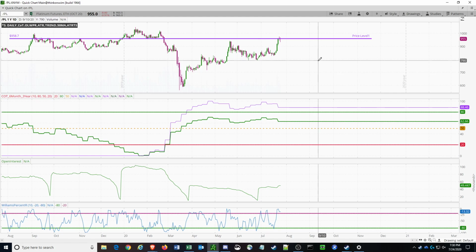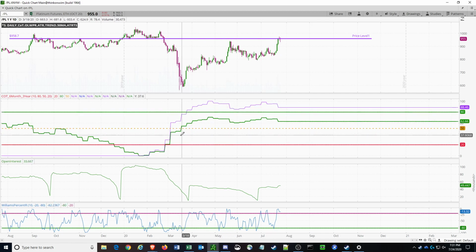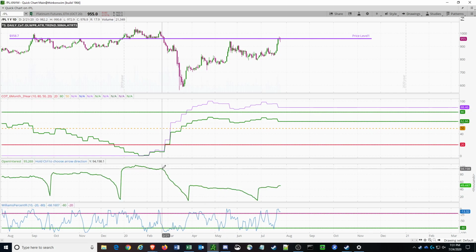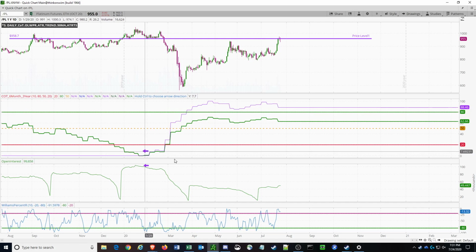Oh, well, that's pretty obvious, right? So, a couple of unimpressive candles at the top of this. COMs really bullish on this. This was the turning point, right? Shorts are loaded up here. 3-year index, not looking stellar.